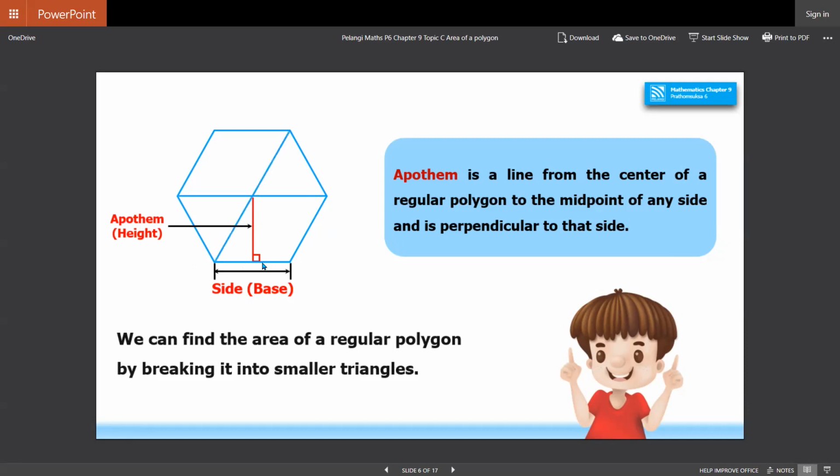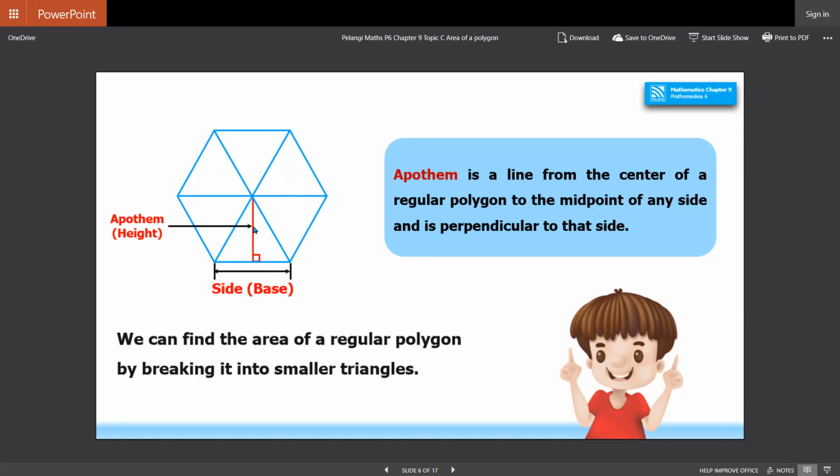Okay, so for example, we want to divide this 6-sided polygon into smaller triangles here. As you can see, we have 6 triangles, right? Triangle 1, let's start from here. Triangle 1, 2, 3, 4, 5, and 6 there. So we have 6 triangles.